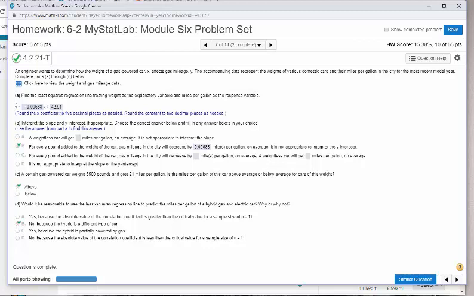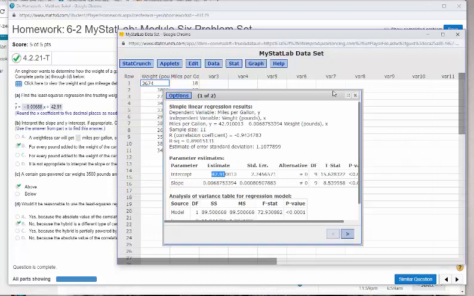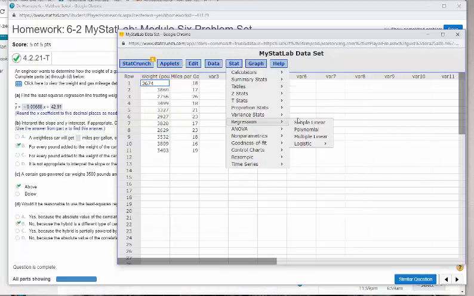Just remember as you go through these problems, always try to use that regression in StatCrunch, Stat, Regression, Simple Linear. It will help you find all these things like the correlation coefficient and the equation of the least squares regression.